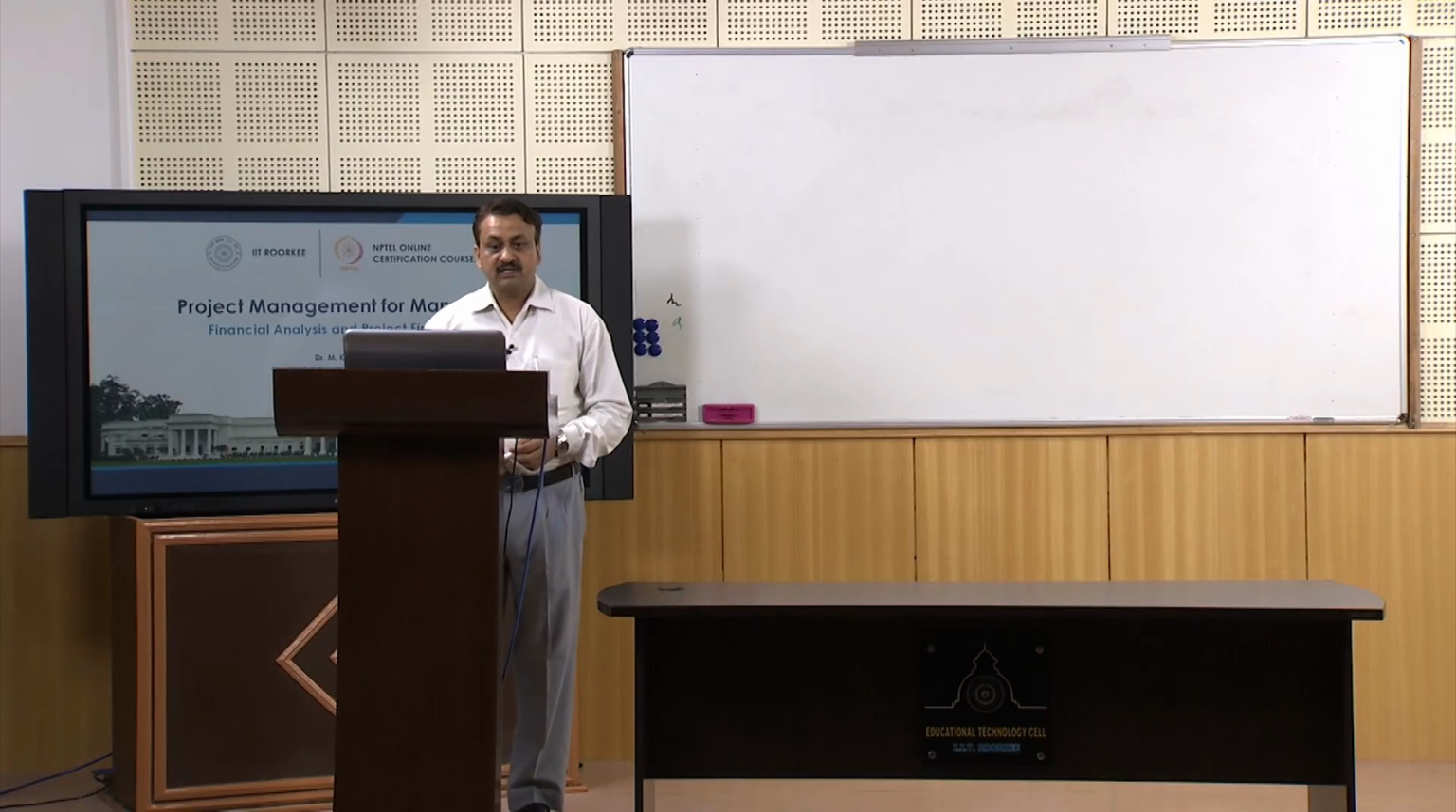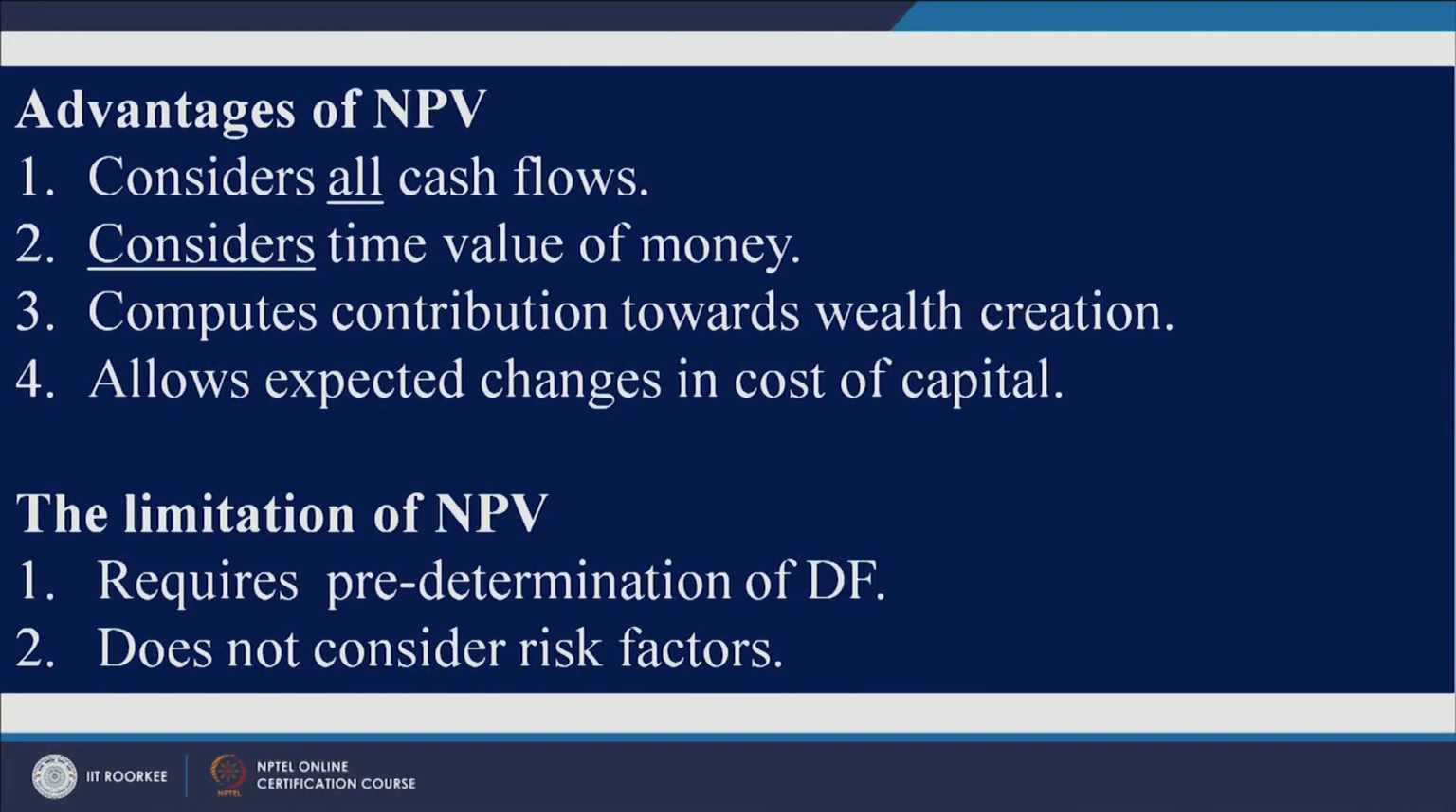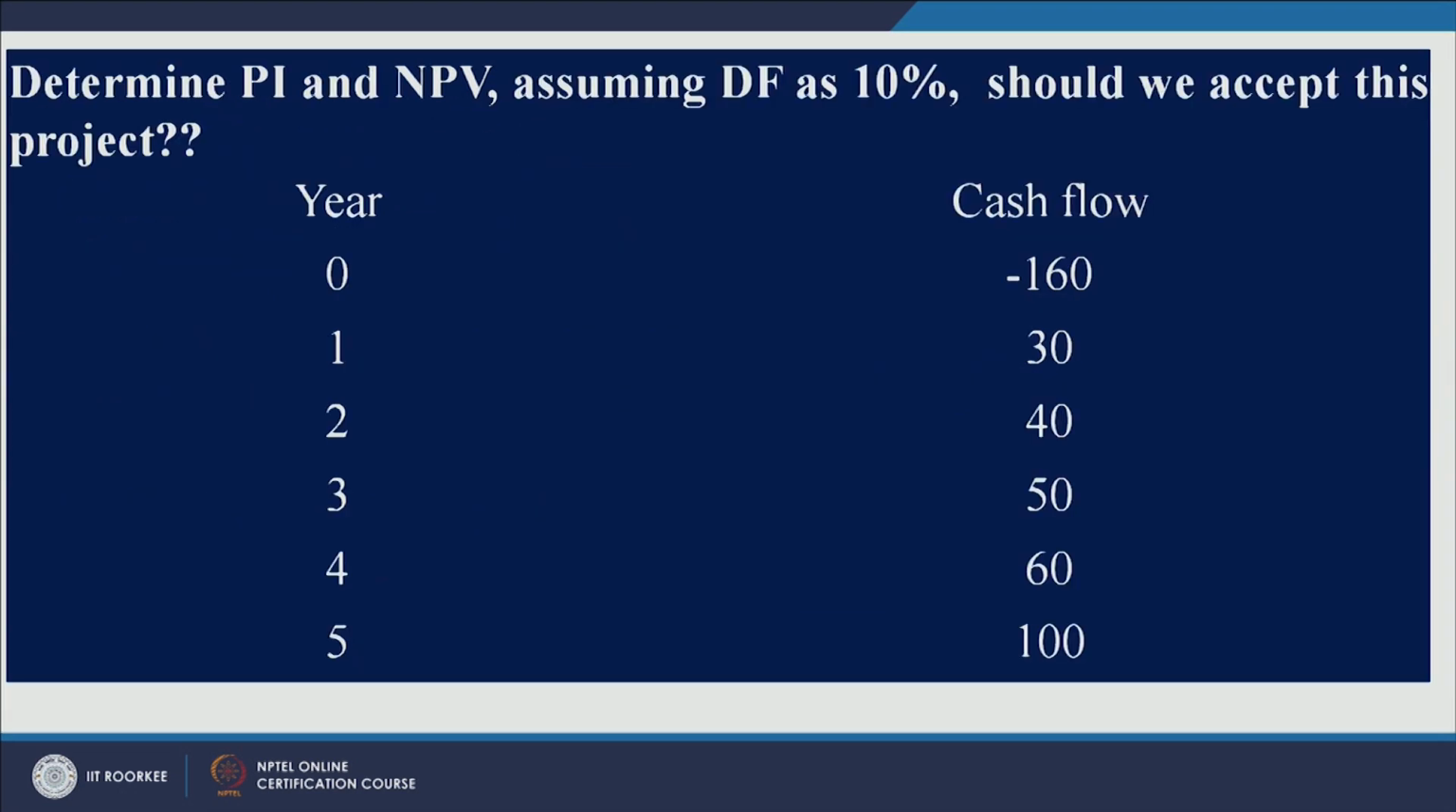There are a couple of advantages. It considers all cash flows, even those cash flows which we receive after the payback period, right. It considers time value of money, the biggest advantage of this method. But there are certain limitations as well. You need to know a priori the discounting factor. So that is a limitation of this method. So you can solve this question.